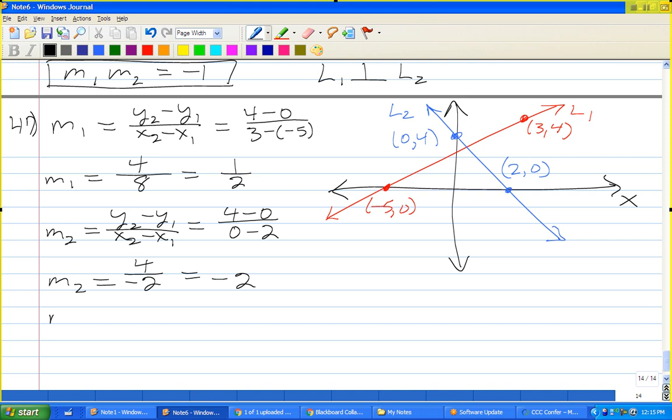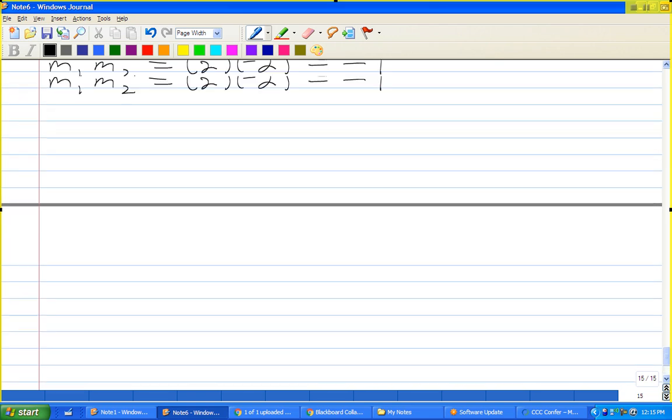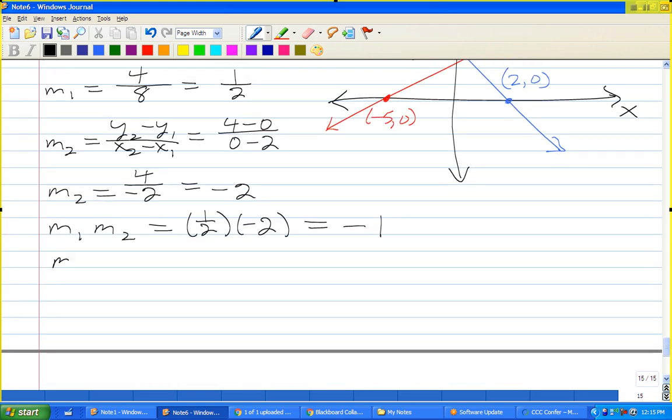So let me look at the product of these. So I get 1/2 times negative 2. Positive times negative is negative. The 2's cancel, so you get negative 1. So therefore, their product is indeed negative 1. The product of their slopes is indeed negative 1. So that means that these two lines are perpendicular.